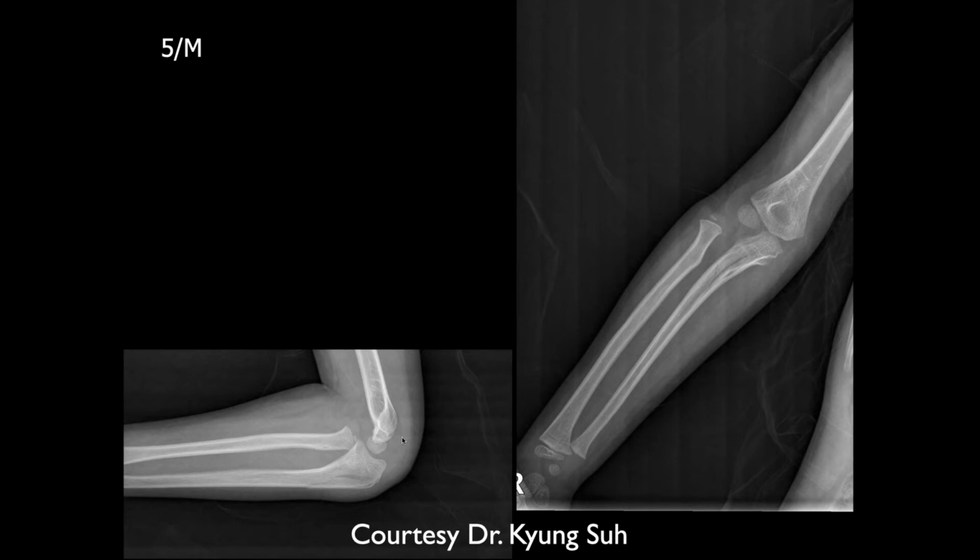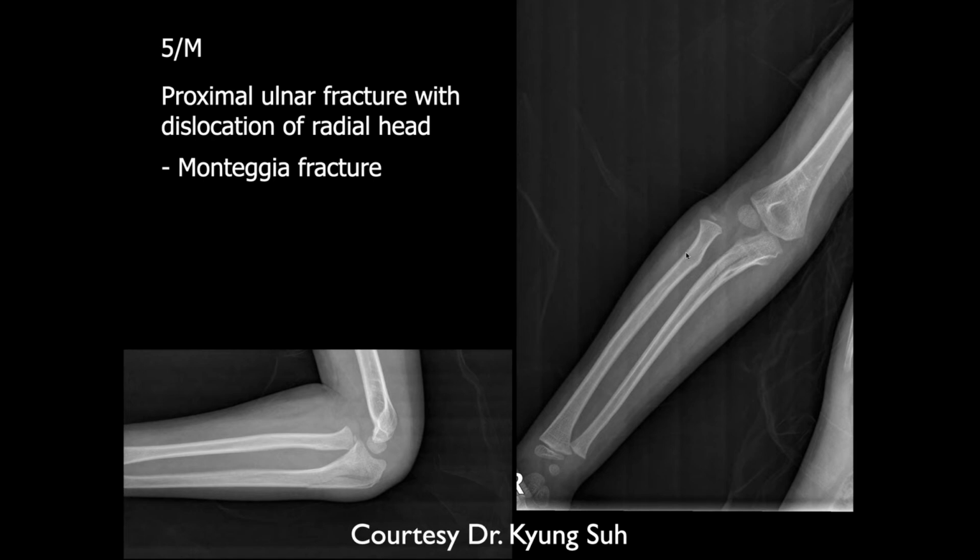All right. So this is a 5-year-old male. We have some sagittal and AP views of the elbow, and it looks like there is a minimally displaced fracture of the proximal ulna, and there's some dislocation of the radial head. Yep, Monteggia fracture.